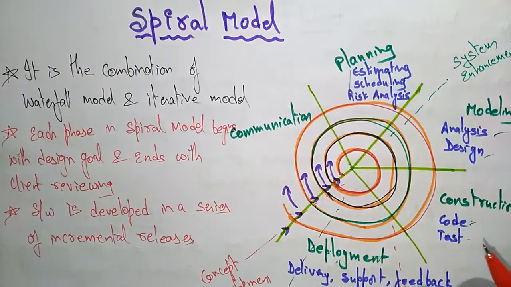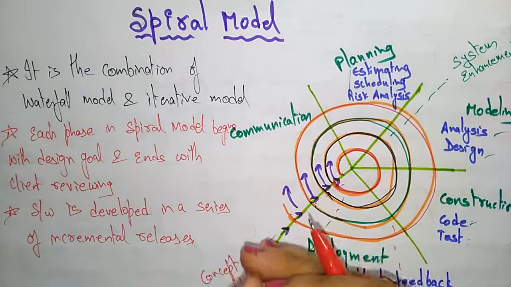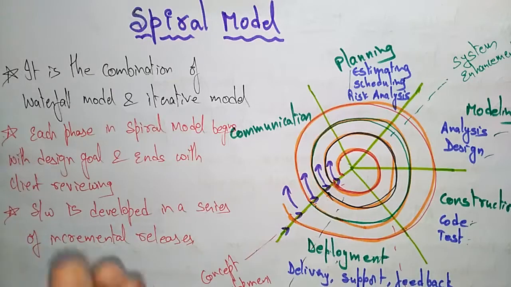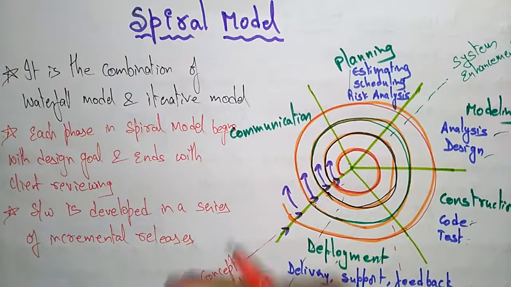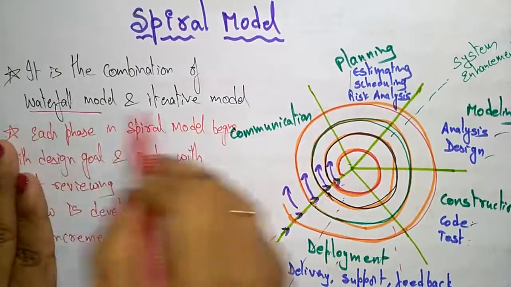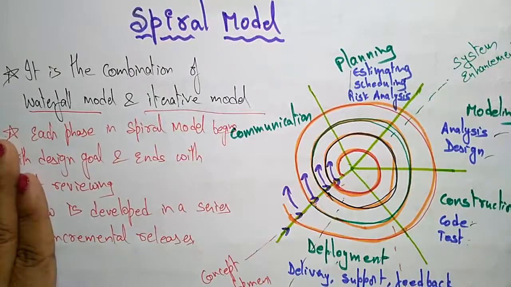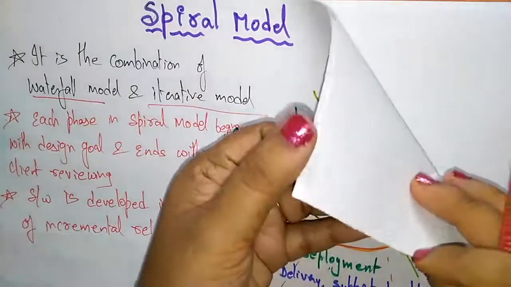Whatever model you have taken, everything will involve planning, modeling, construction, deployment and communication. The main difference between the models is whether we are following a sequential method or an iterative method to develop a project. So the spiral is a combination of both the waterfall model and the iterative model. Now let us see when to use this spiral model.